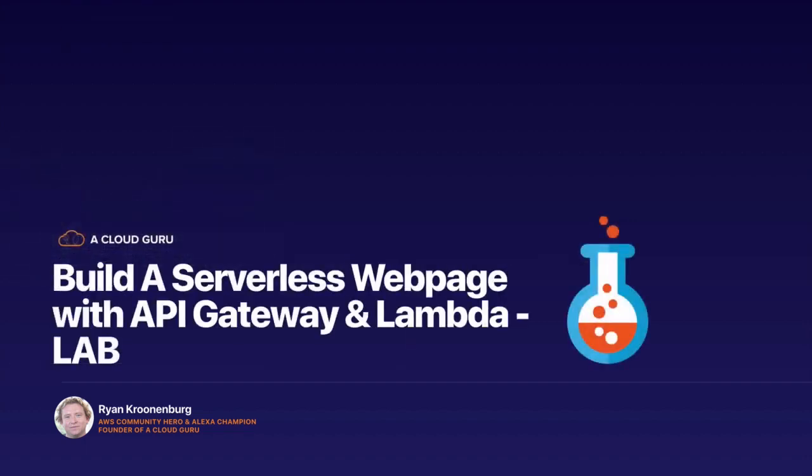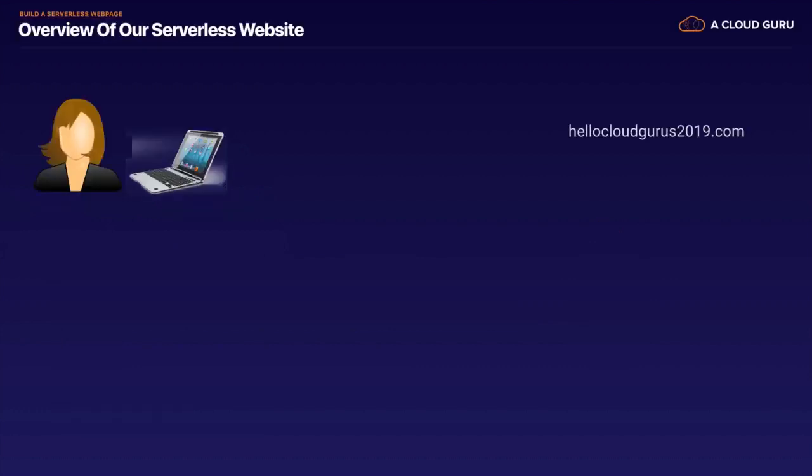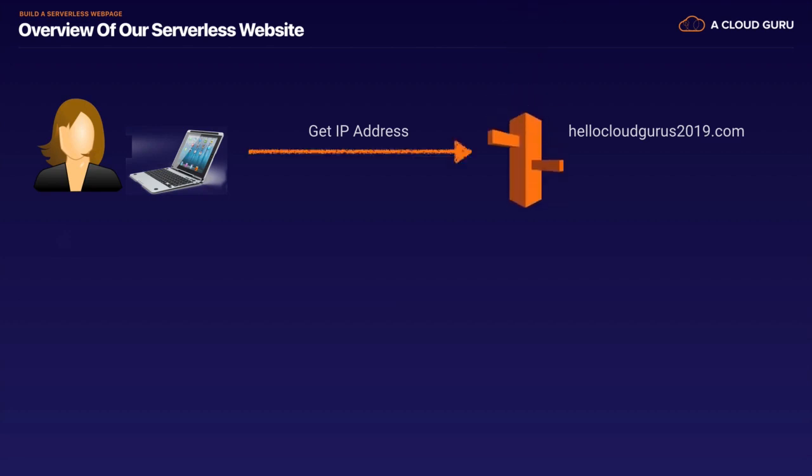In this lecture, we're going to build our very first serverless web page that uses API Gateway as well as Lambda. So let's have a look at what it's going to look like. We've got our user and our user wants to go to hellocloudgurus2019.com, but they don't know what the IP address is. So that's where Route 53 comes in, and essentially our user sends a query across to Route 53 and it's going to respond with the bucket address for our website.